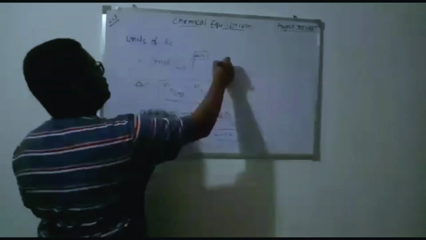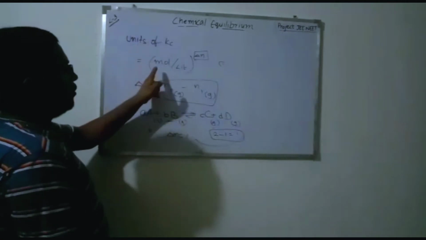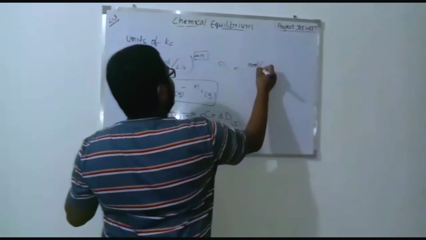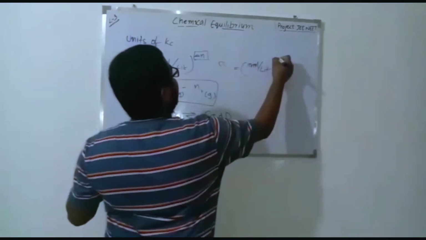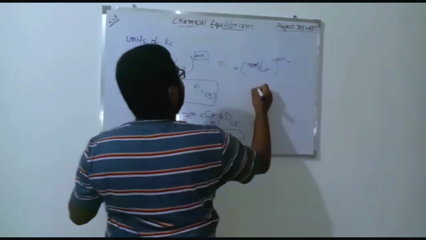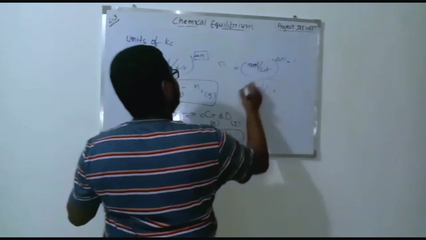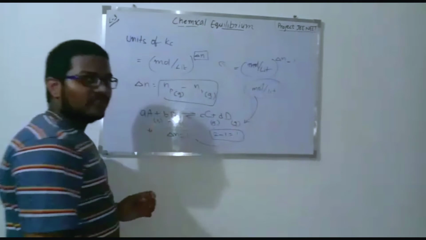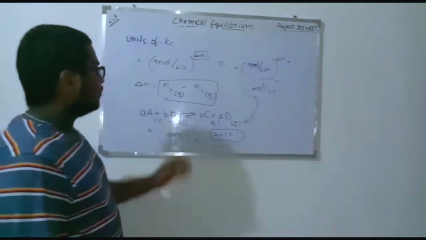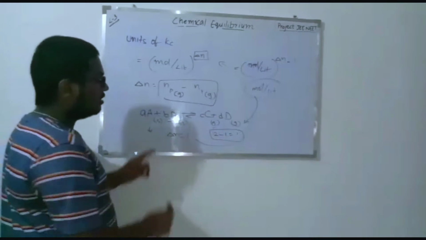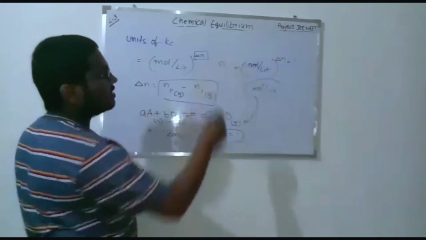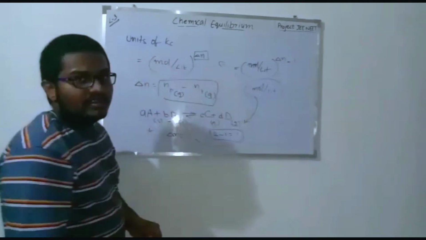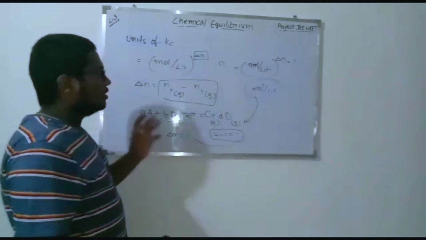Let's substitute this in the equation. The units of Kc are (mole per liter) to the power delta n. We got (mole per liter) to the power delta n, which is equal to 1, that means mole per liter. This is the unit of Kc for this particular reaction. So units of Kc vary with different reactions. For this reaction we calculated delta n and substituted the delta n value in the given units of Kc equation, and we got the units of Kc as mole per liter. So this must be noted.